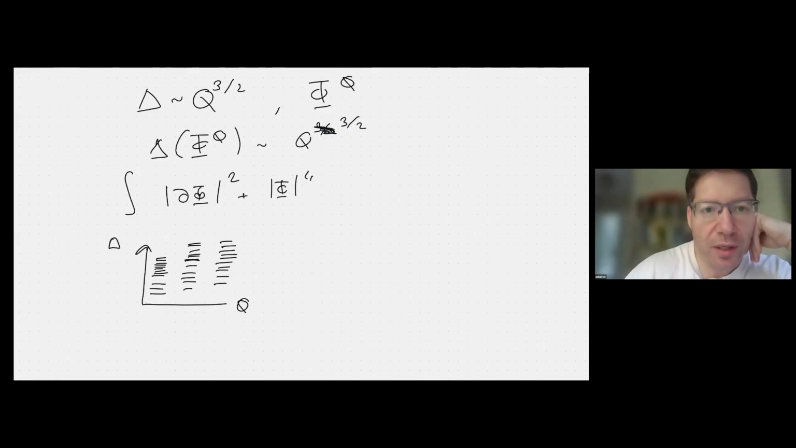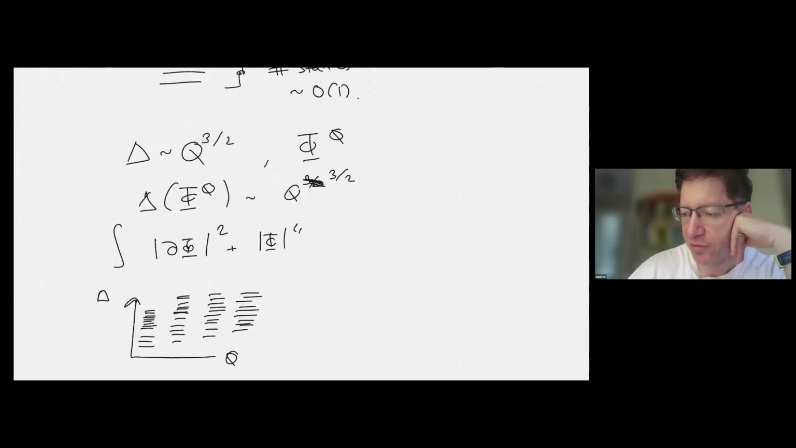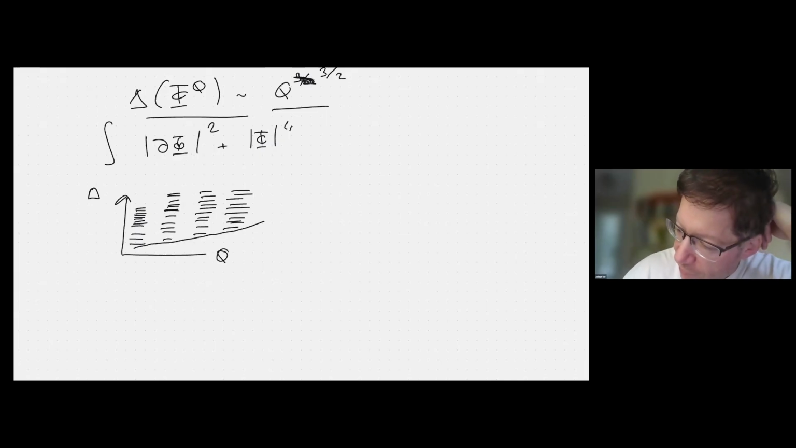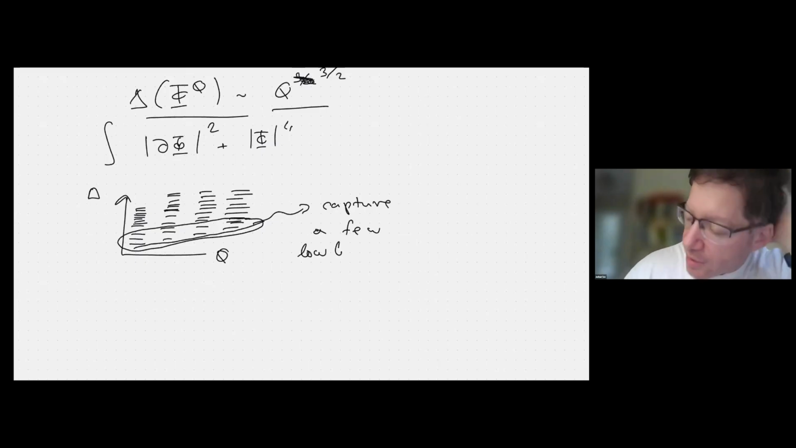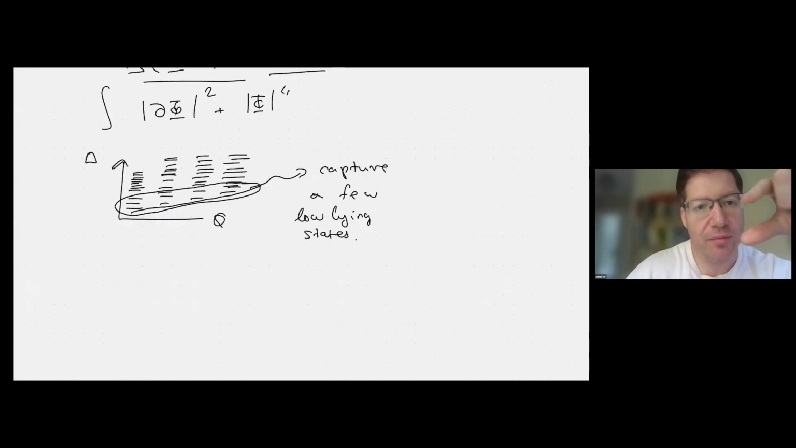And we might want to be a little bit more ambitious. So instead of just making a qualitative prediction for how the envelope, for how these ground states behave as a function of Q, instead of making a qualitative prediction like that, we might want to capture a few of the low-lying states. And so we want to go beyond just naive scaling. We want to really understand the gap, let's say the gap to the first excited states and such things.